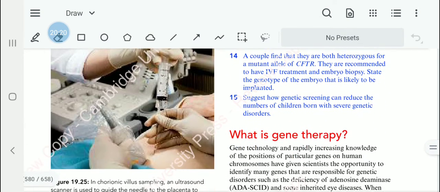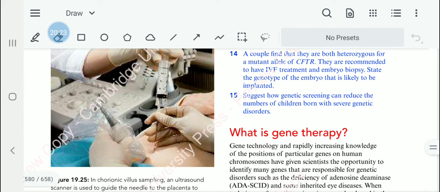Right. Please do question number 14 and 15. If you have any doubts, please ask me.